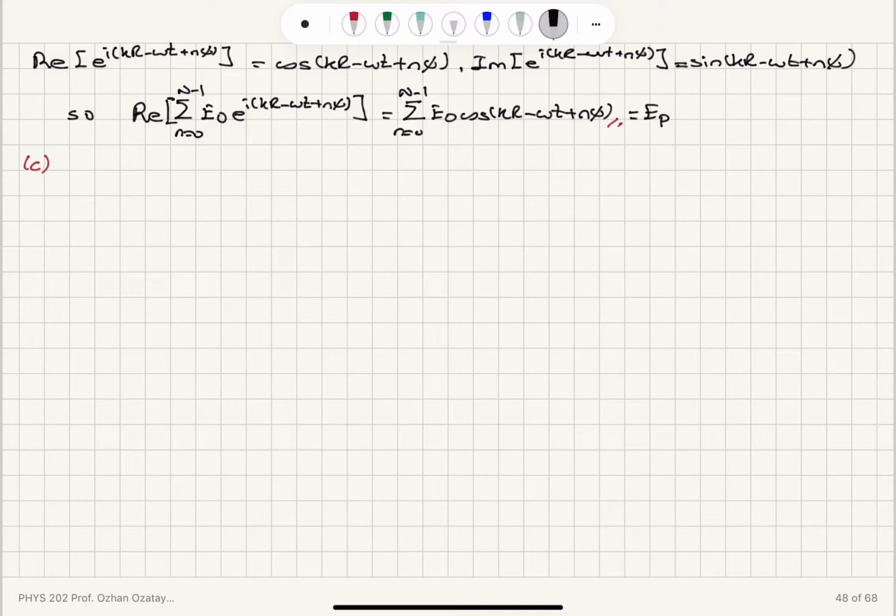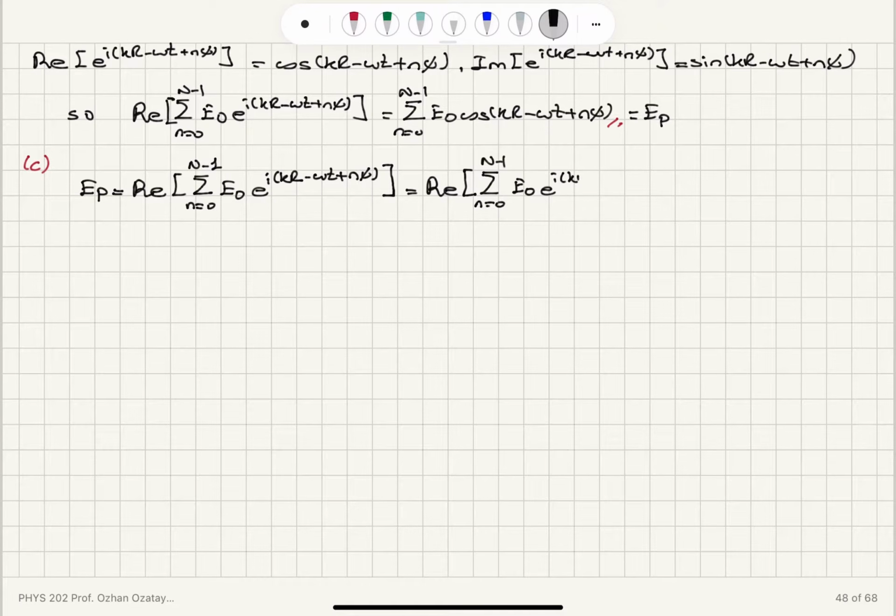The electric field at point P is equal to the real part of the summation from n equals 0 to capital N minus 1, E0, e to the i, kr minus omega t plus n phi, as we have shown in part B. And this can also be written as the real part of the summation n equals 0 to capital N minus 1, E0, e to the i, kr minus omega t, multiplied with e to the i n phi, which is e to the i phi to the power n.